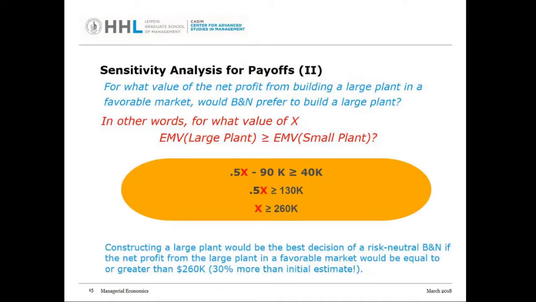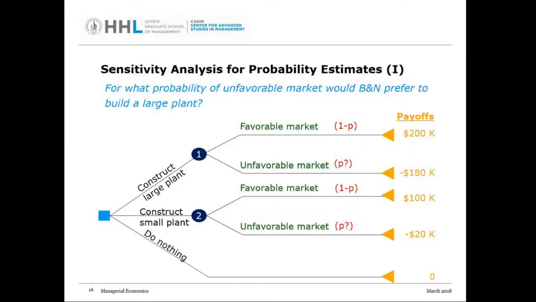And so what do we do with that? You always have to think in terms of probability. So how much more is it than it is at the moment? We have 200K at the moment, the current estimate. It would need to be 260K, which is 30% more, probably an unlikely scenario. So you know that the current decision of choosing a small plant is not so vulnerable or so sensitive to a change in the payoff of a large plant.